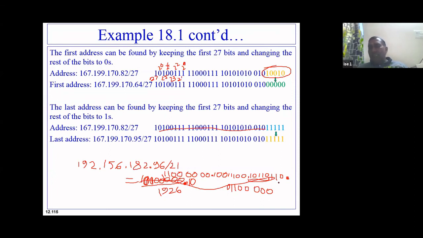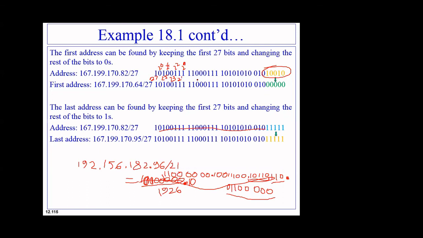And for getting the last address, whatever is the content, I am not bothered. But the last 11 bits, that means these 3 bits plus these 8 bits, are to be converted into all ones. If I convert them all to ones, I am getting the last address. If I convert all these 11 bits into zeros, I'll be getting the first address. So have you understood the whole mechanism, how to get the first address and last address?